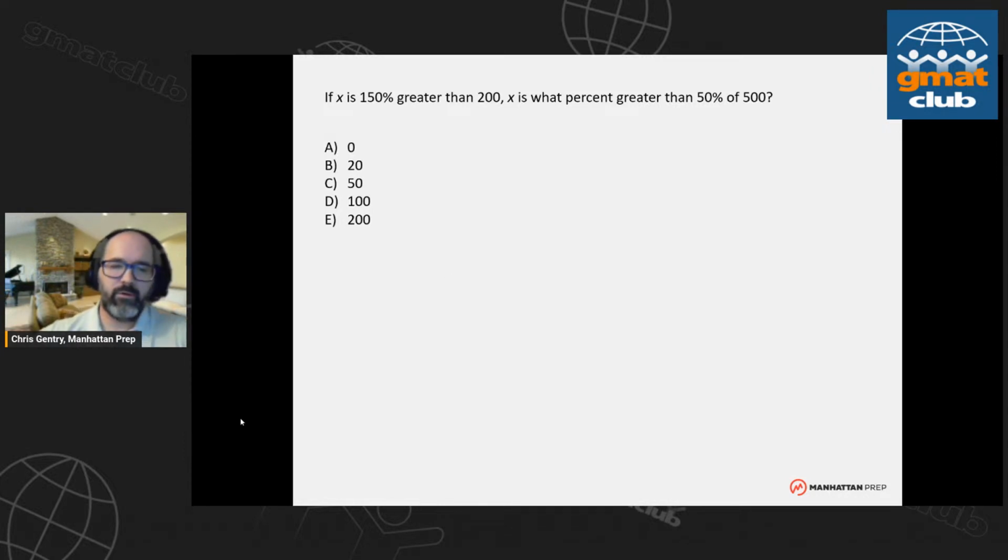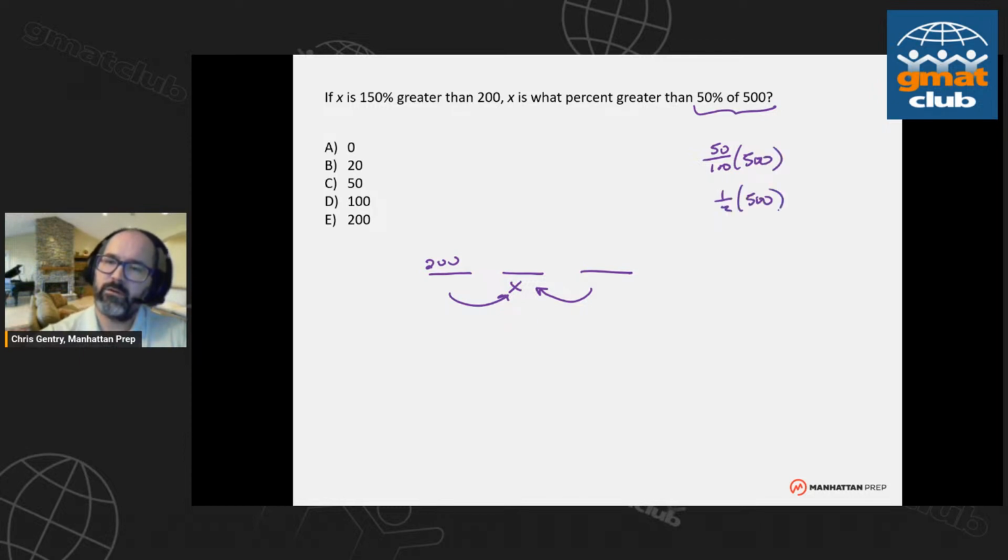In terms of how we might organize our thoughts on paper here, I have some starting point. The starting point is 200. I have my x, whatever that may be, and I have comparing x against 200, but also comparing x against some other number, which is 50% of 500. 50% of 500, the same as 1/2 of 500, which is the same as 250.